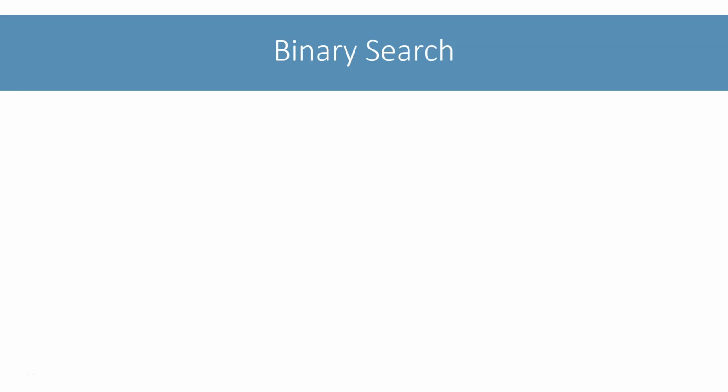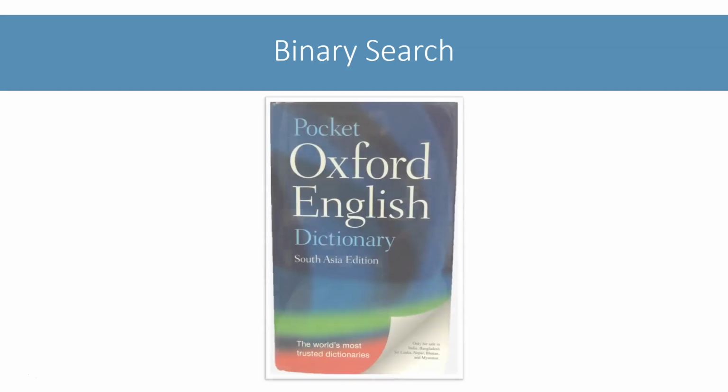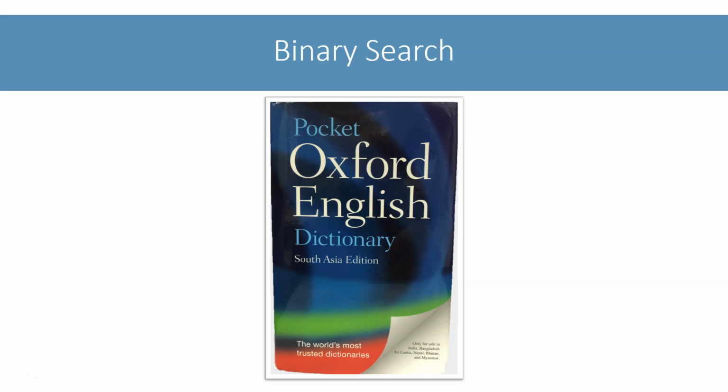In this lesson, we will learn about binary search. Binary search is more complicated than linear search. But don't worry, I will explain it to you through a real-world example, then you will find it easier than linear search. I assume you have used a dictionary to find the meaning of any word.